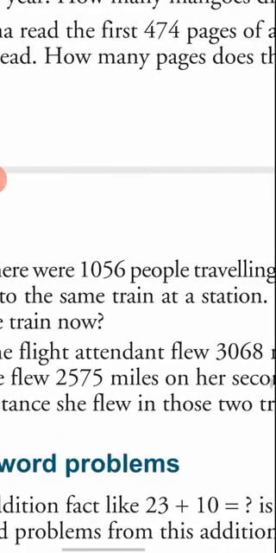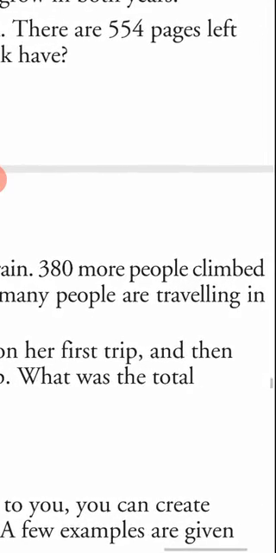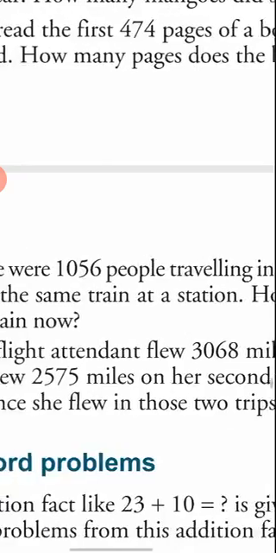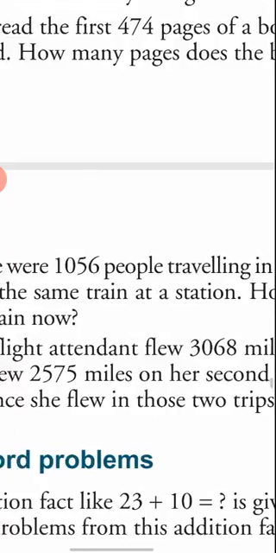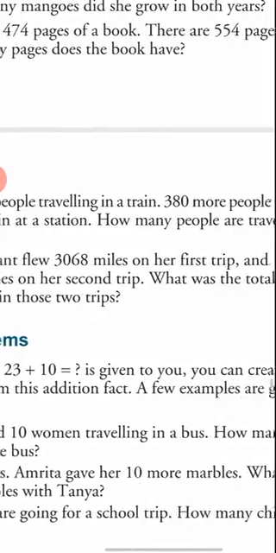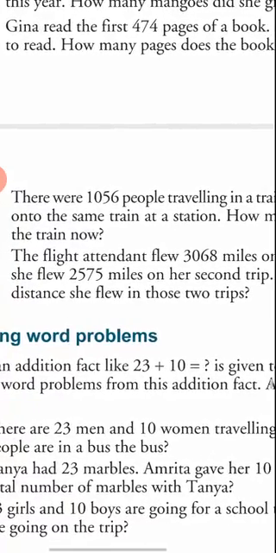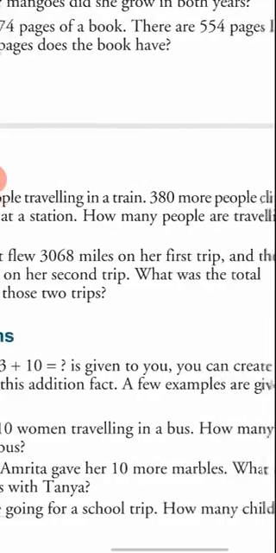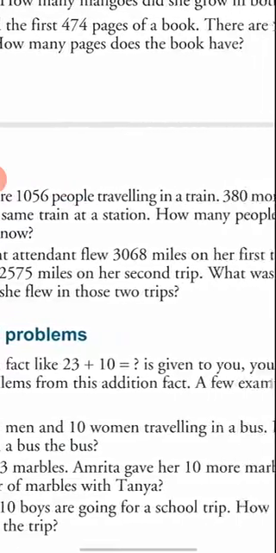Gina read the first 474 pages of a book. There are 554 pages left to read. How many pages does the book have? So you see, Gina read the first 474 pages, and there are 554 pages left to read. Already she has read 474 and still she is left with 554 pages. So how many pages does the book have?